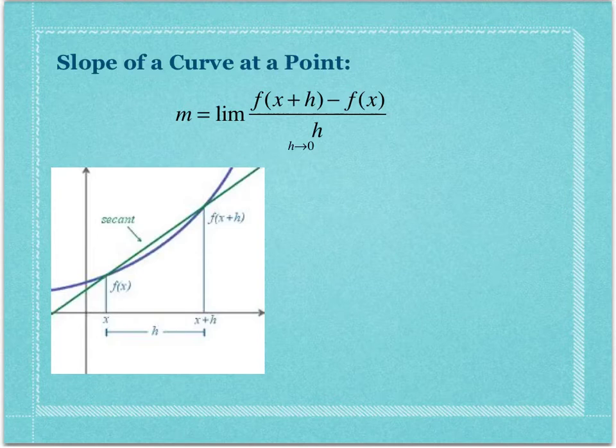f(x + h) minus f(x). Well, really, those are just two y values. The f(x + h) is a y value, and the f(x) is a y value. And our two x values then are x + h and x.